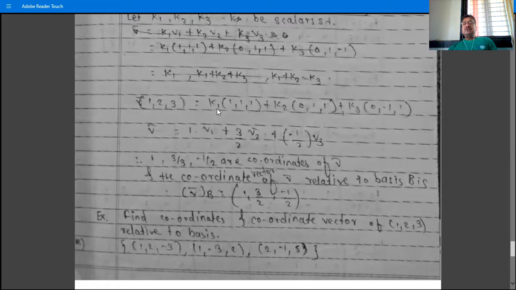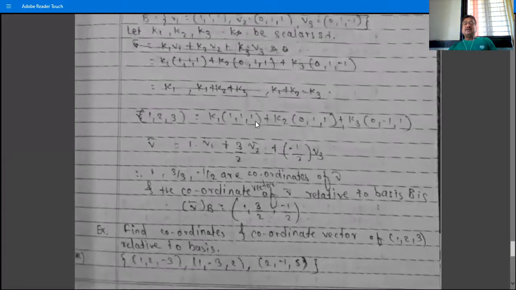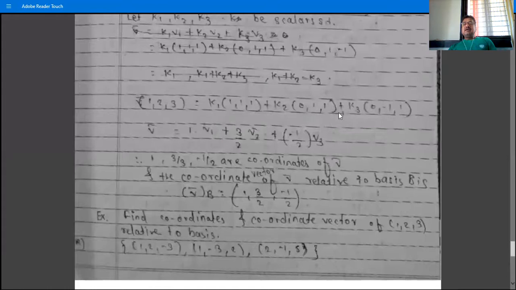So write it as (k1, k1, k1) plus (0, k2, k2) plus (0, k3, -k3), and then add the respective components. We have the system; compare with (1, 2, 3). So we have three equations and three unknowns. What are those equations? The first is k1 = 1, the second equation is k1 + k2 - k3 = 2, and the third equation is k1 + k2 + k3 = 3. So we have to solve that system.